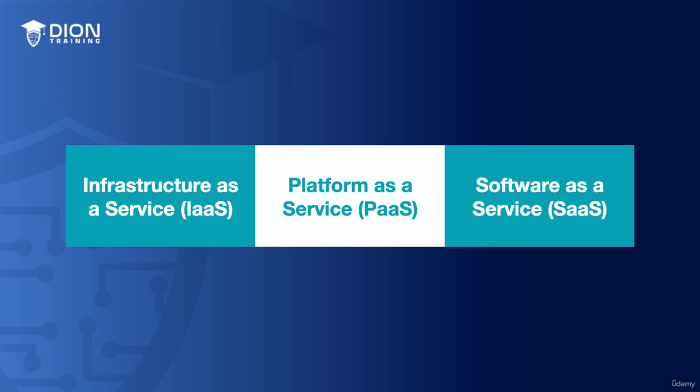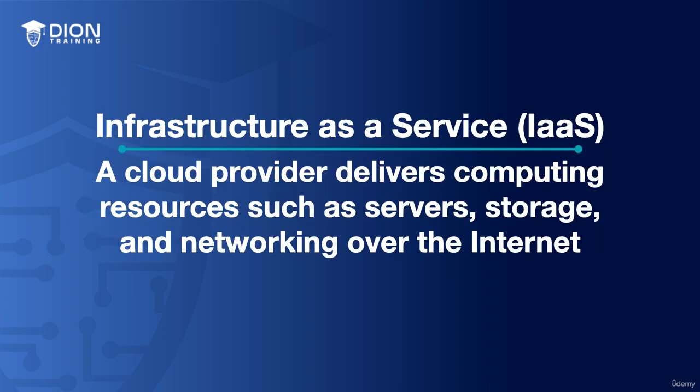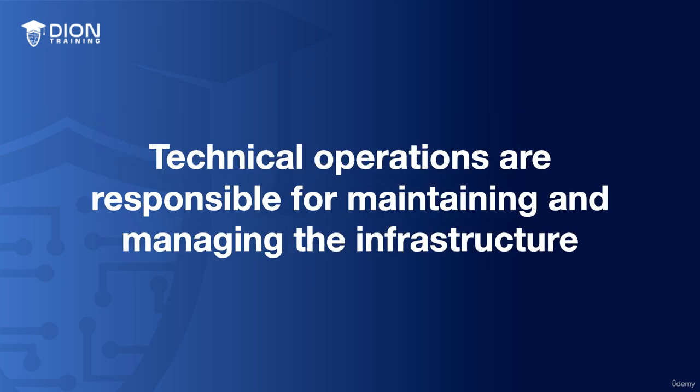First, we have infrastructure as a service. Infrastructure as a service is a service model where the cloud provider delivers computing resources such as servers, storage, and networking over the internet. Technical operations are responsible for maintaining and managing the underlying infrastructure, including the physical servers, storage, and networking equipment. These technical operations ensure that the infrastructure is secure, available, and performing optimally.